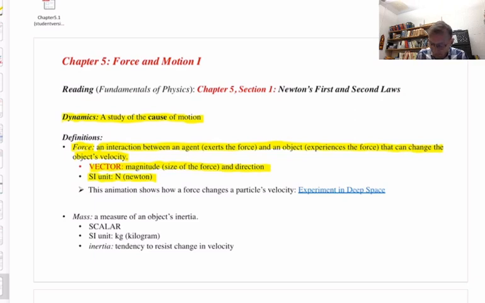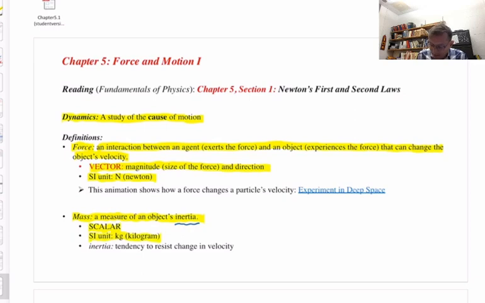Mass, that property of an object known as mass, is a measure of an object's inertia. You might have heard of that word inertia because that is used sometimes in regular conversation, but in physics it has a specific meaning, as I will mention. Nevertheless, that's how we're going to describe mass, a measure of an object's inertia. Now, mass, good news, not a vector, it's a scalar. There's no direction to mass. As I hope you know, the SI unit of mass is the kilogram, kg.